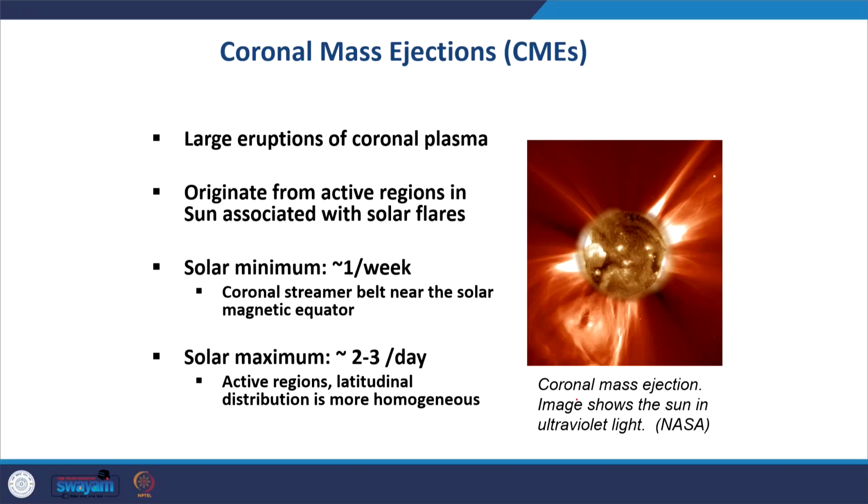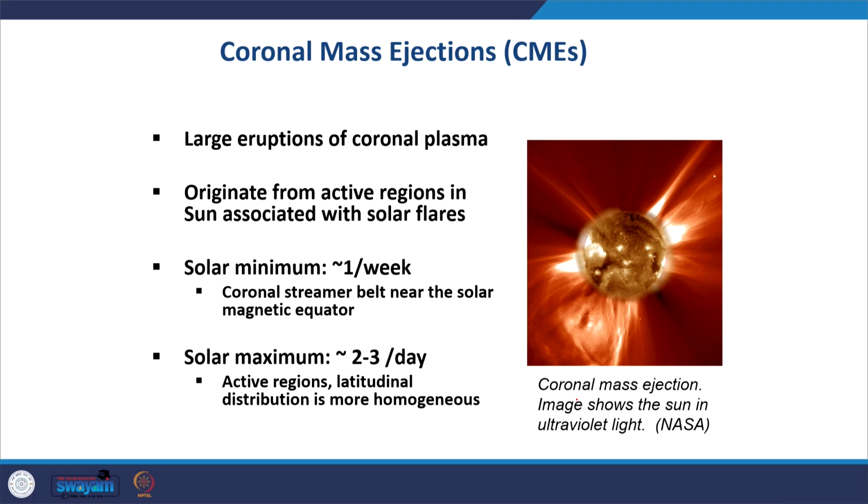Some other important features of these coronal mass ejections: they are large eruptions of coronal plasma. They originate from active regions on the sun associated with a solar flare. So you see that solar flares and coronal mass ejections are interconnected. The bursts and flashes that you see are very frequent during a solar maximum and not so frequent during a solar minimum.